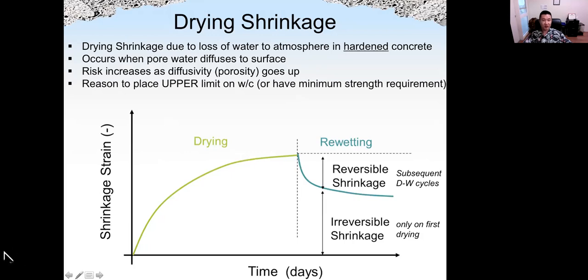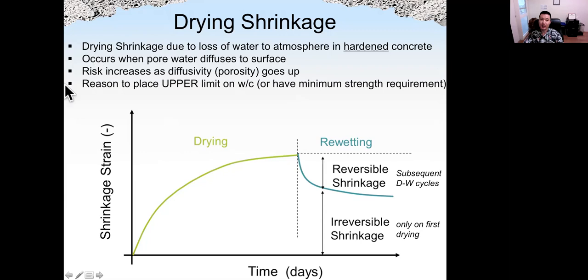Dry shrinkage is caused by loss of water to the air after concrete hardens. So in hardened concrete, dry shrinkage occurs when pore water diffuses to the surface, and then water evaporates to the air. So the risk will increase as the porosity or the diffusivity of the concrete goes up, because with higher porosity and higher diffusivity, the water will be easier to evaporate.